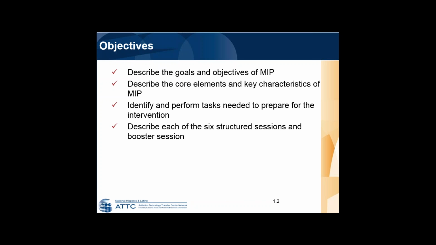As I was mentioning, the objective of this presentation is to describe the goals and objectives of MIP, as you can see on the screen. Also, talk about the basic elements and key characteristics that have to be in place in order to implement these kinds of interventions, and to identify the tasks needed to prepare for the intervention, and talk a little bit about the structure of the sessions that were part of this research.